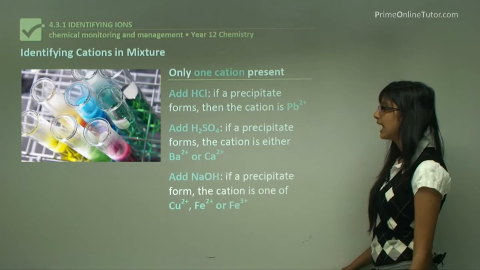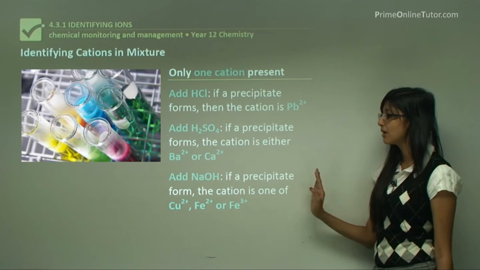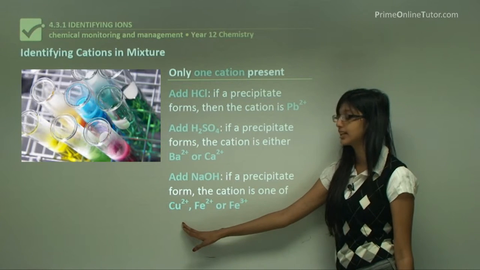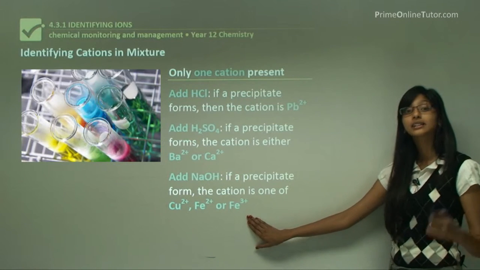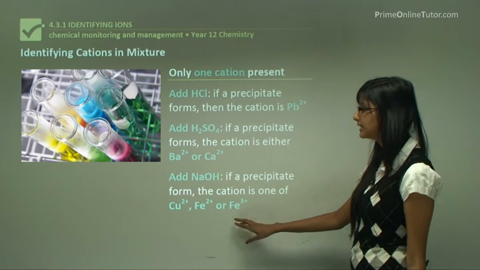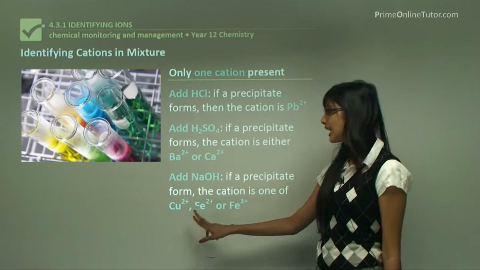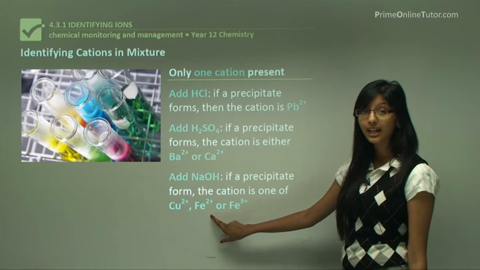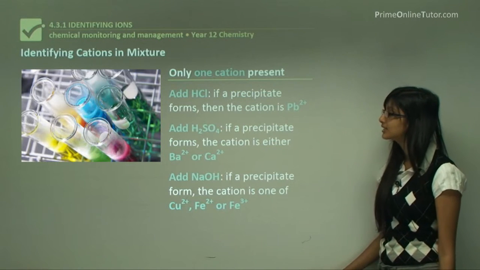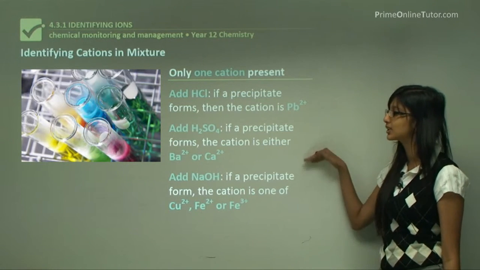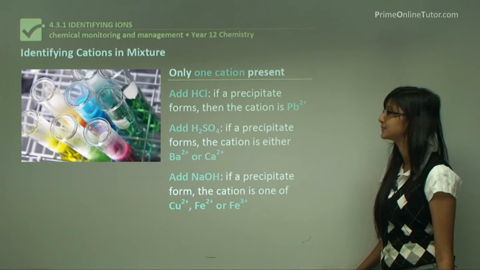And if you add sodium hydroxide to your solution and a precipitate forms, then you can be sure that there is copper present or iron 2 plus present or iron 3 plus present. And you should remember from your previous slides that each of these three elements has a different color. So copper has a blue color with hydroxide, iron 2 plus has a green color with hydroxide, and iron 3 plus has a red-brown color with hydroxide. So these are the precipitates that should form, and when you add these solutions and precipitates are formed, these are the elements that should be present in your solution.